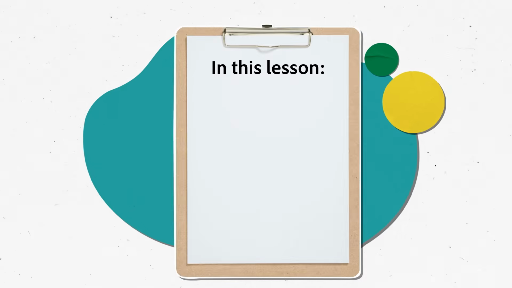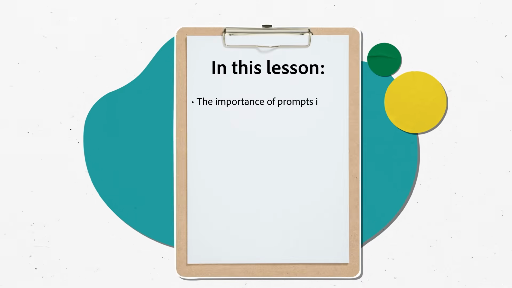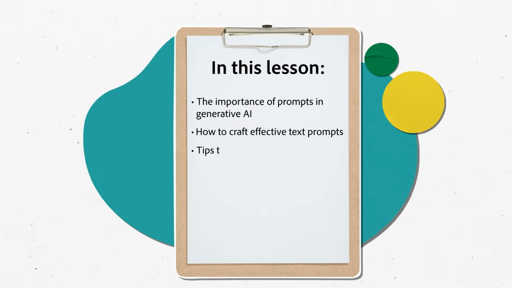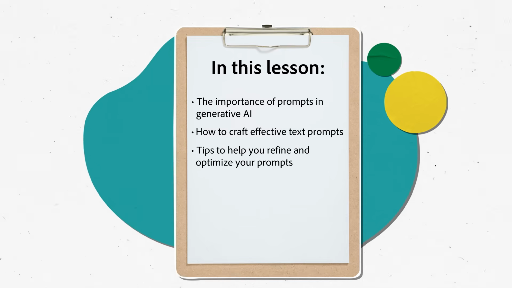In this lesson, we'll explore the importance of prompts in generative AI, how to craft effective text prompts, and go over a few tips to help you refine and optimize your prompts. Working with generative AI is a good example of an output only being as good as its input. In order to make the most of your AI images, it's important you provide the generative AI model with clear and detailed information to help them produce relevant results.